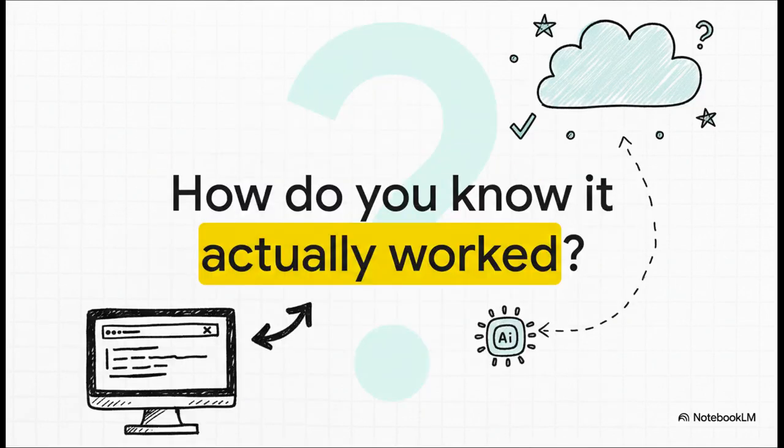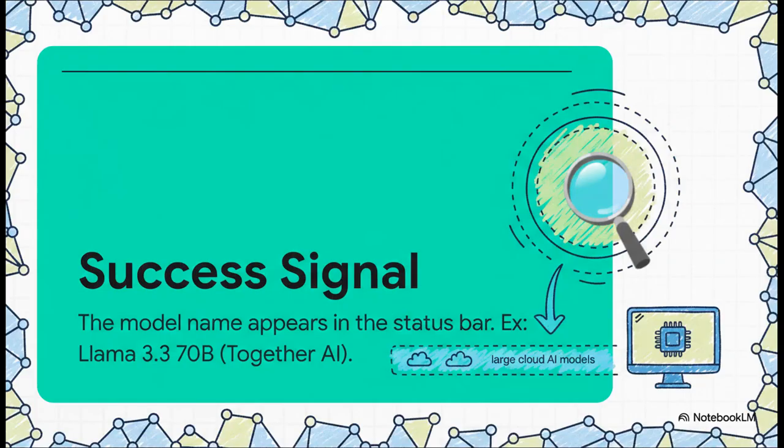So you've typed in the command, you hit enter, and a new screen pops up. But how can you be 100% sure that you've successfully connected to that massive AI brain in the cloud? Here is your success signal. Look at the very, very bottom of the screen, in that little status bar. You should see the name of the model, just like the example here. If it says something like Llama 3.3 70B, Together AI, congratulations, you totally nailed it.